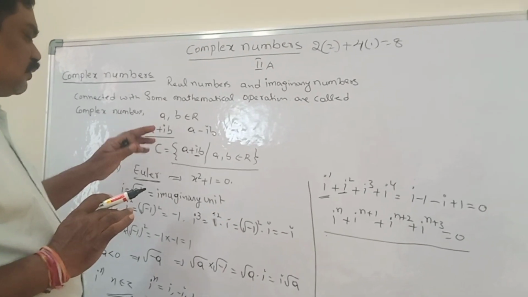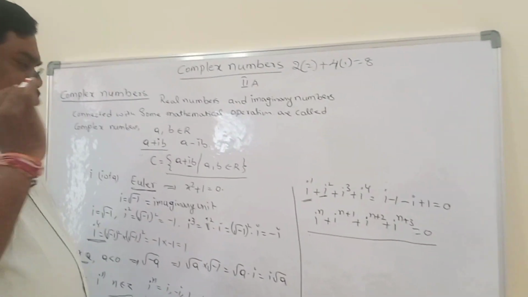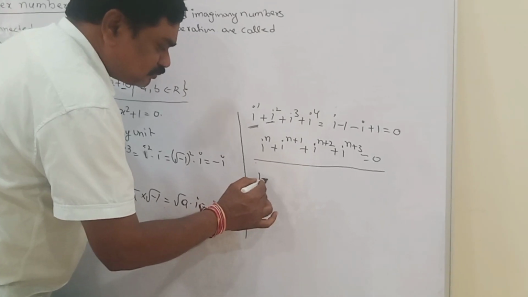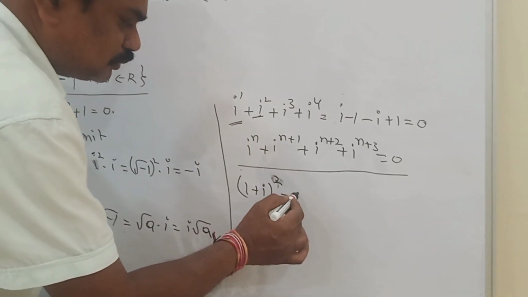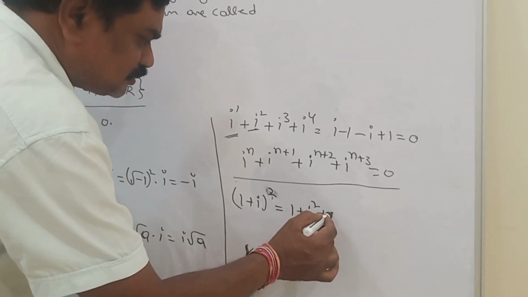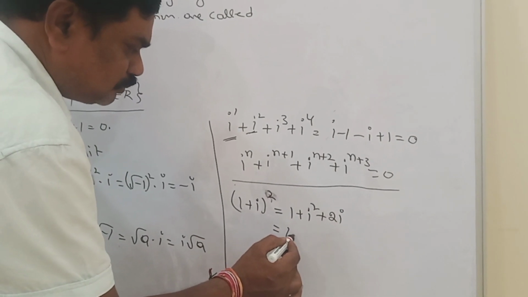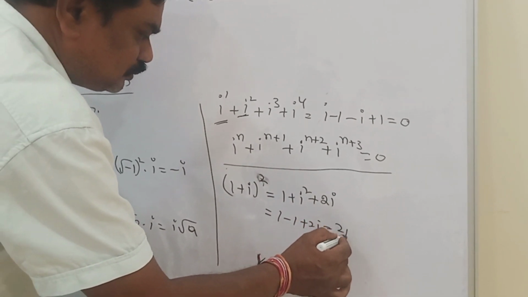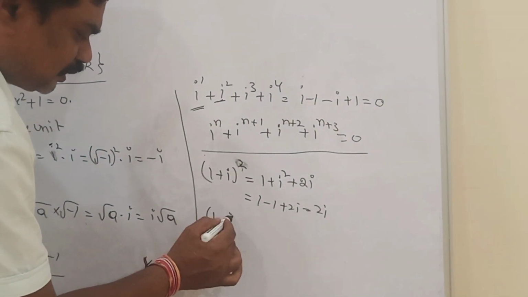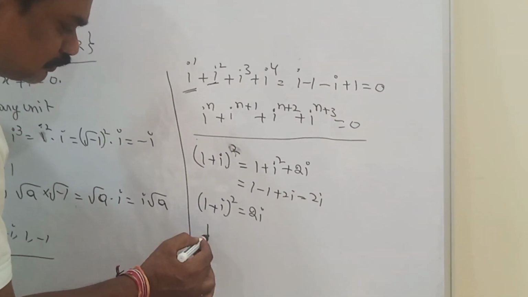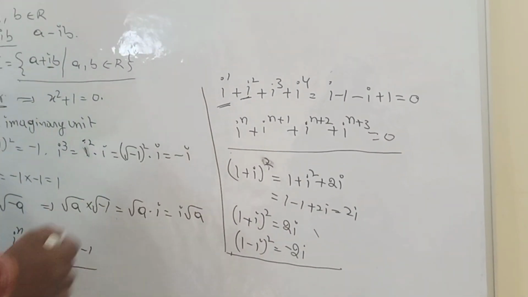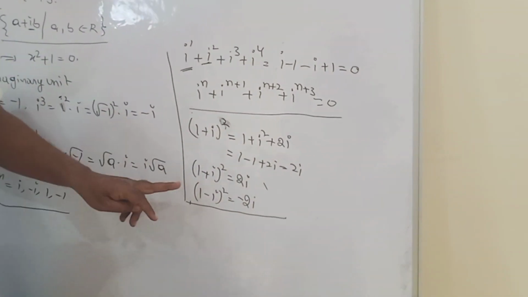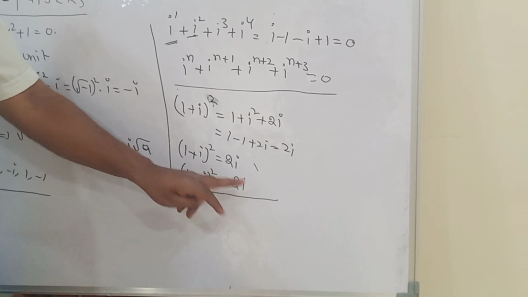This is the total information about the iota. And one more, what is 1 plus i whole square? It is equal to 1 plus i square plus 2i, which is 1 minus 1 plus 2i, equal to 2i. Therefore 1 plus i whole square is equal to 2i. 1 minus i whole square is equal to minus 2i.